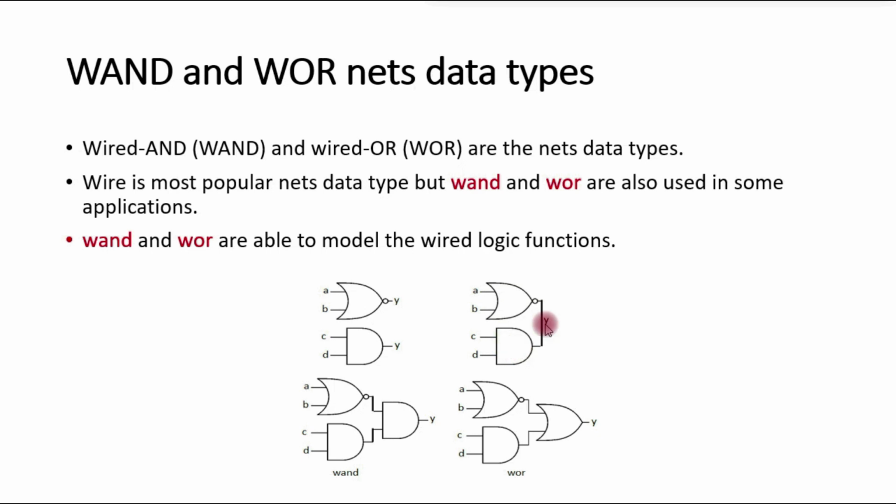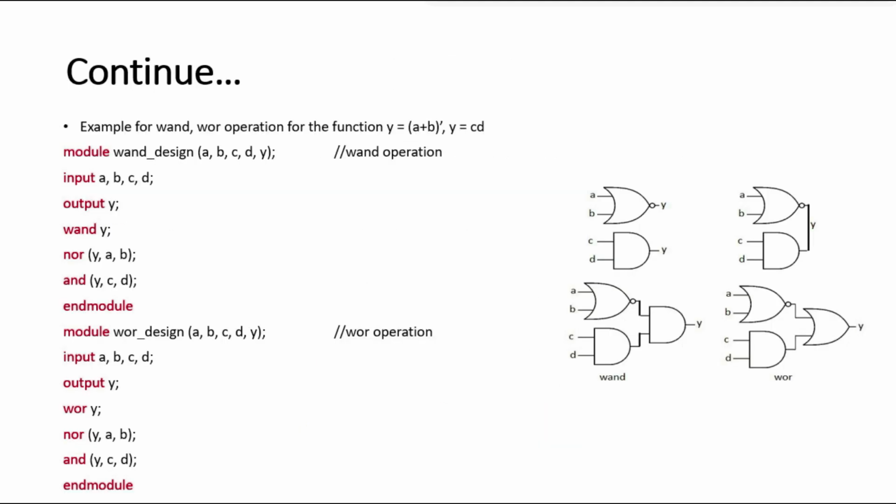In case of the wired AND and wired OR nets data types, the simulator does not connect the output of both gates directly. It uses the AND operation at the output in case of the wired AND and the OR operation in case of the wired OR data type. An example illustrates the wired AND and wired OR operation. So the same example we have taken here, wired AND, that is WAND, and wired OR, that is WOR.